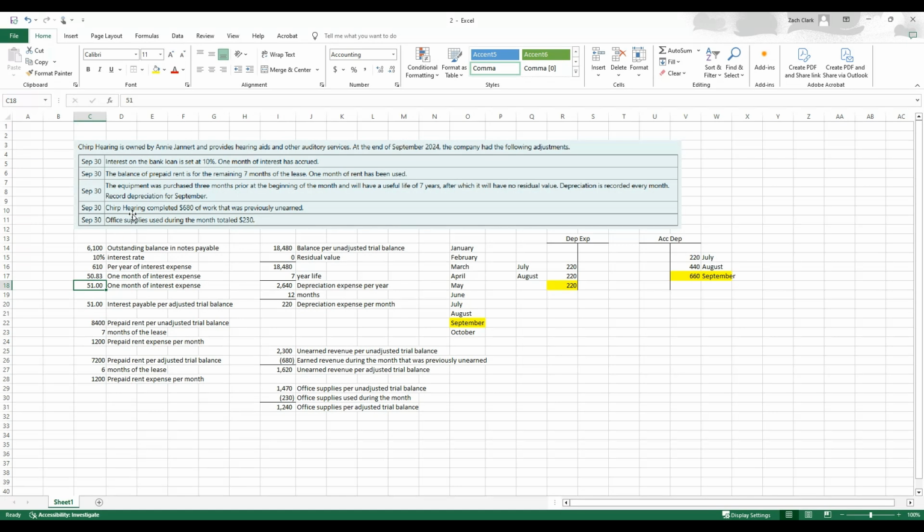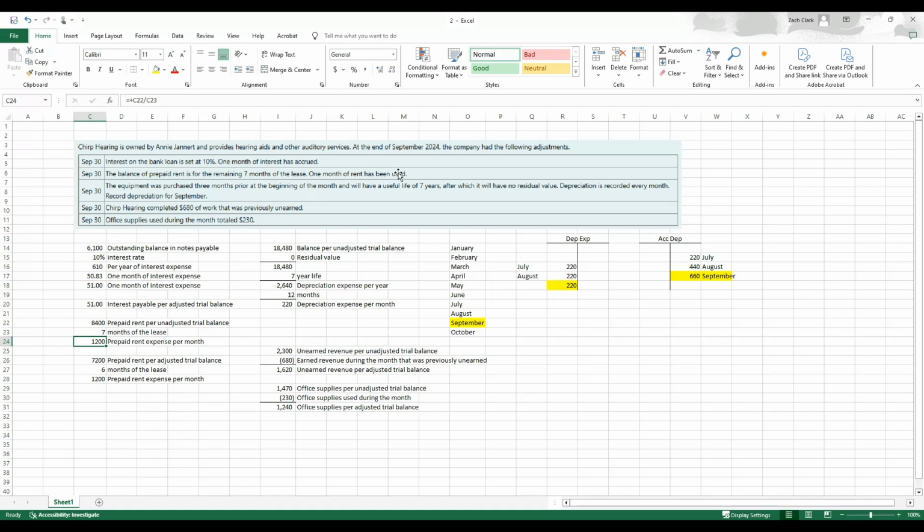All right, so for the next one, prepaid rent is for the remaining 7 months of the lease, and 1 month has been used up. And so if we look at our unadjusted trial balance, the prepaid rent balance is $8,400. And that represents, it tells us here, 7 months. So each month then, just taking that $8,400, which is in the unadjusted, and they're telling us it represents 7 months, we take that and divide by the 7. So this is $1,200 per month of prepaid rent expense.